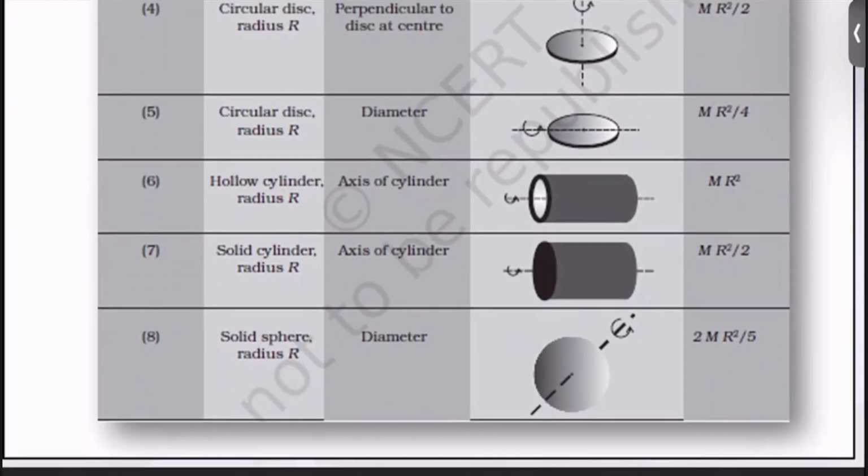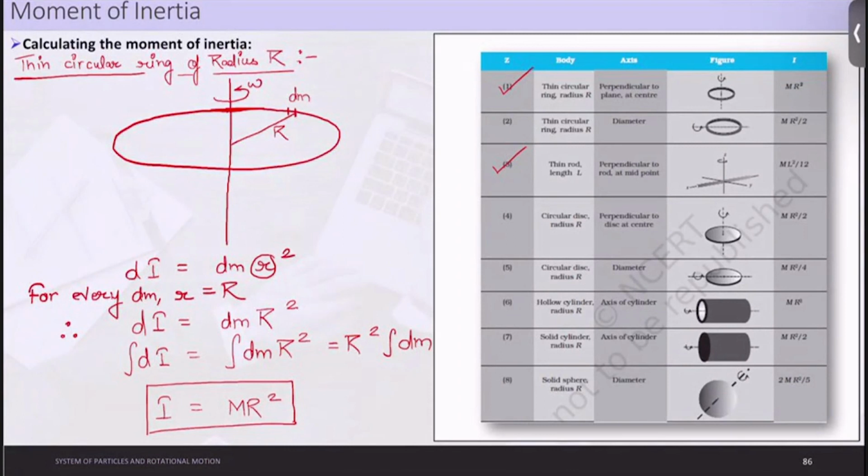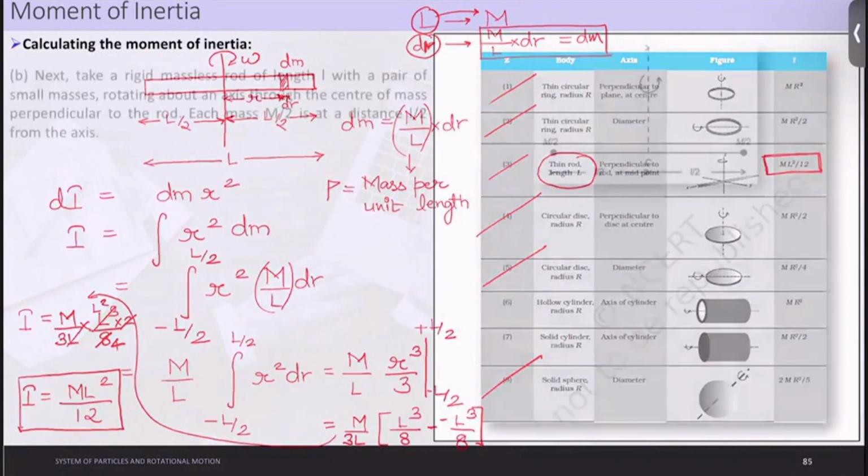And finally, we have also derived the moment of inertia of a solid sphere of radius r, which is 2/5 mr². So we basically know everything. We have concluded everything, how these complete formulas came. Fine. So that thing being said, now let us move forward.